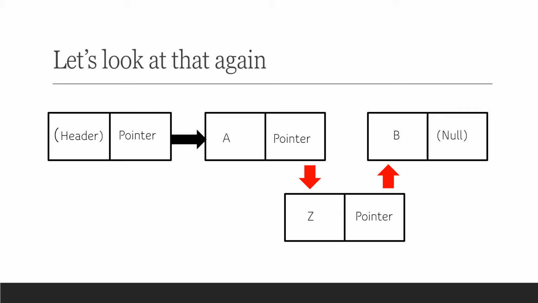And only when that's been done can I change the pointer at A to point to Z. If I did it the other way round, I would lose the end of the list. So that's very important when we come on to programming a node, a linked list.